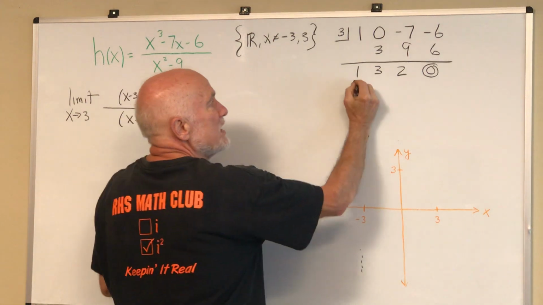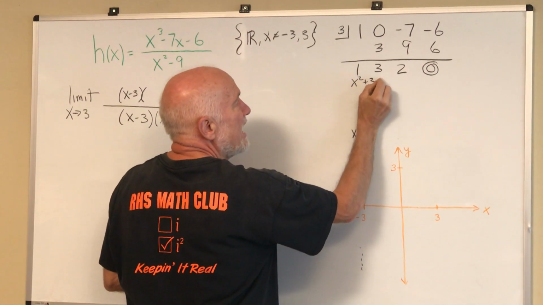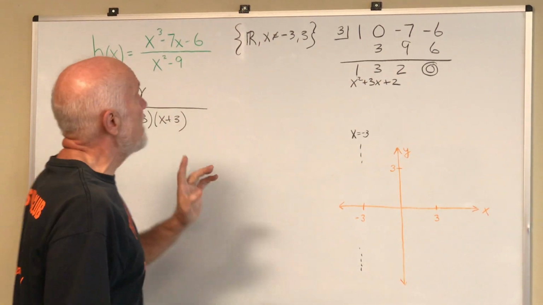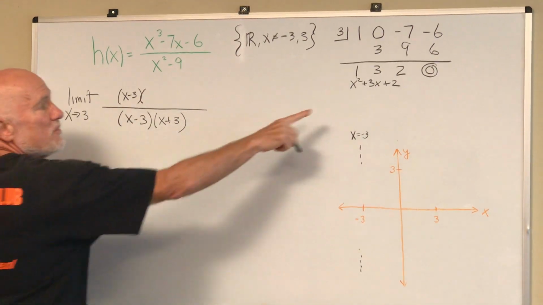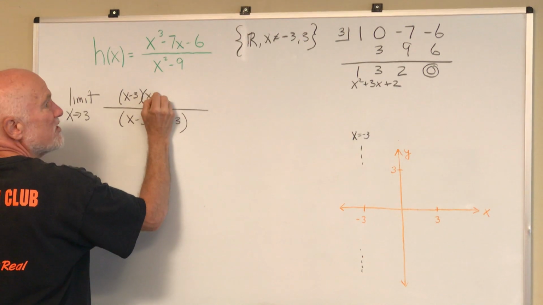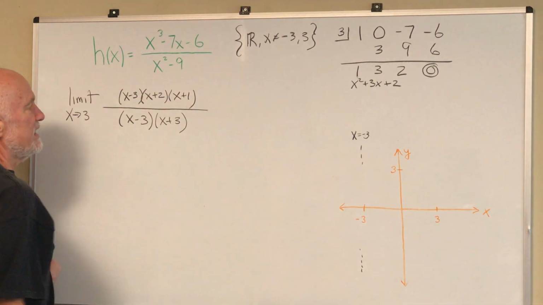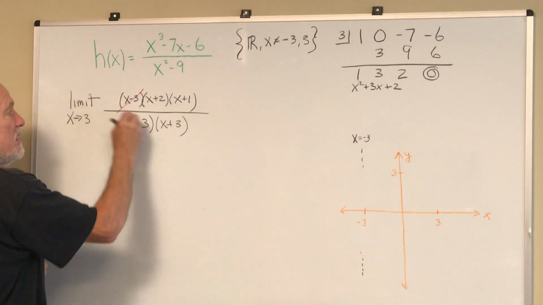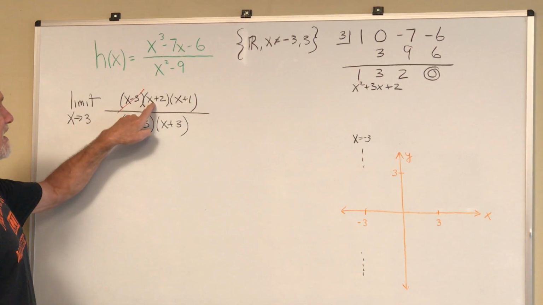So what does this mean? x squared plus 3x plus 2. That's what you get when you divide x minus 3 into that. So I'm going to put that over here, but I can see I can further factor that into x plus 2 times x plus 1. Now we can cancel the x minus 3 factors, and now I can plug it in.